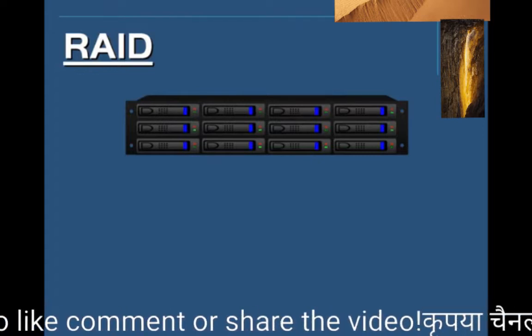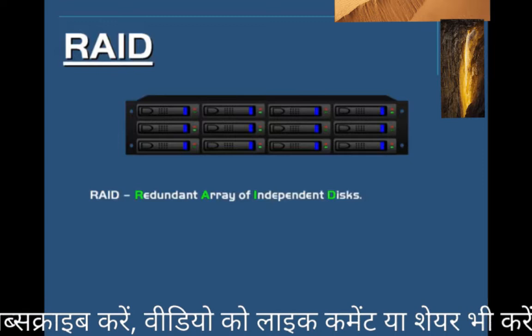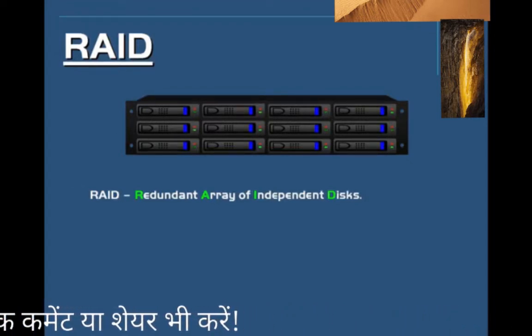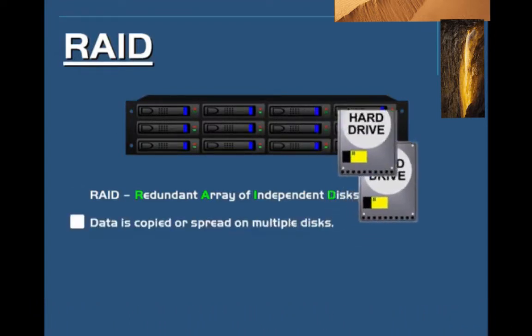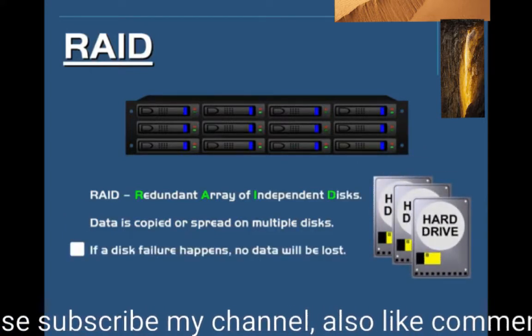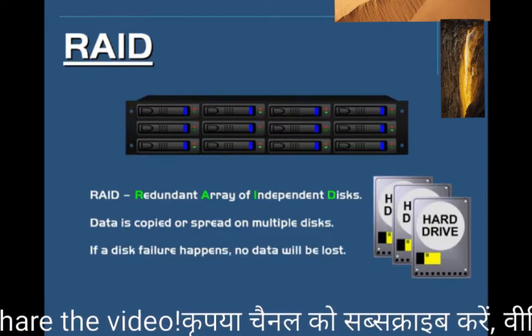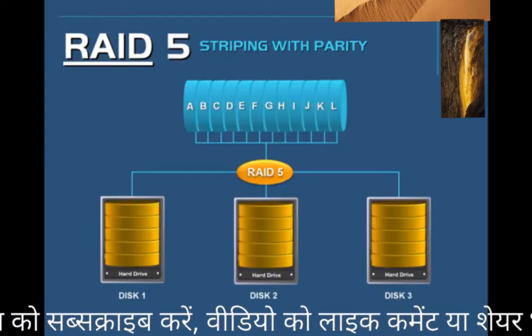Now RAID stands for Redundant Array of Independent or Inexpensive Disks. In a RAID setup, the data is copied or spread on multiple disks, so that in the event of a disk failure, no data would be lost, because that data is spread on other disks. So let's talk about RAID 5.